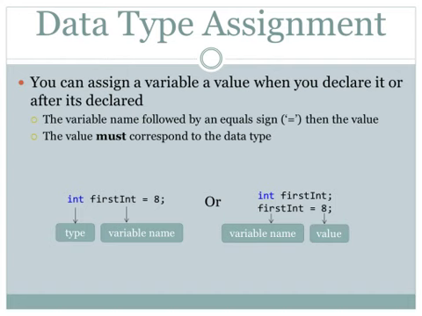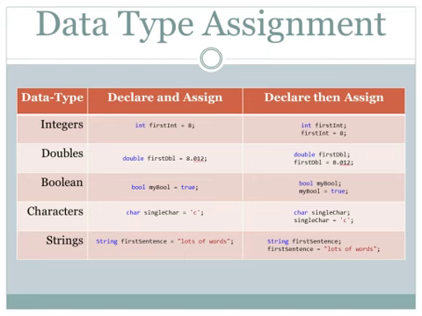In the two examples that we have below, on the left-hand side, we have the variable first int, which is of type integer, being assigned a value 8 once it's declared. On the right-hand side, we have the variable first int, which is also of type integer, being assigned the value 8 after its declaration.